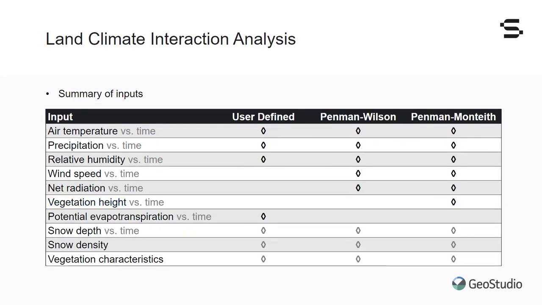The gray symbols indicate an optional input, as the snow depth and root water uptake are additional options selected by the user when defining the land-climate interaction boundary condition. The dataset import functionality in GeoStudio assists with setting up all of these input functions used to compute infiltration.